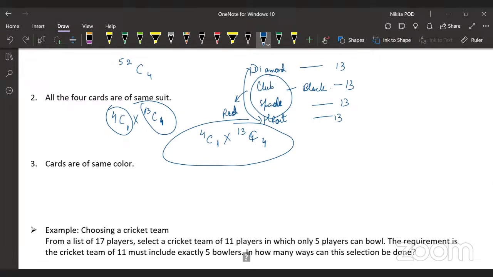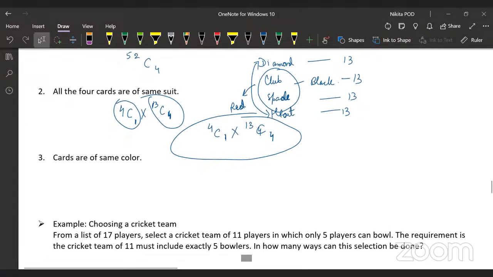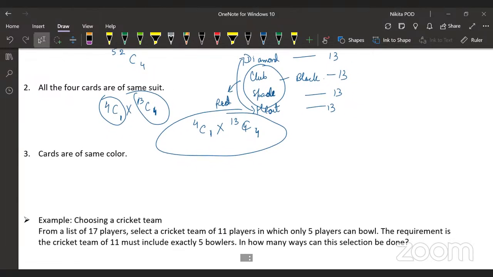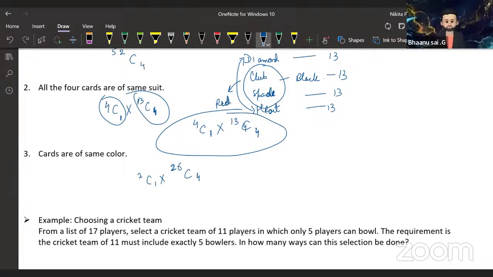What about the last one? Cards are of the same color: 2C1 into 26C4. You have to select 4 cards.